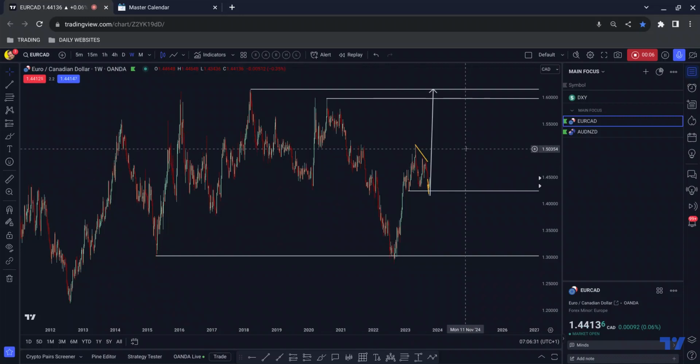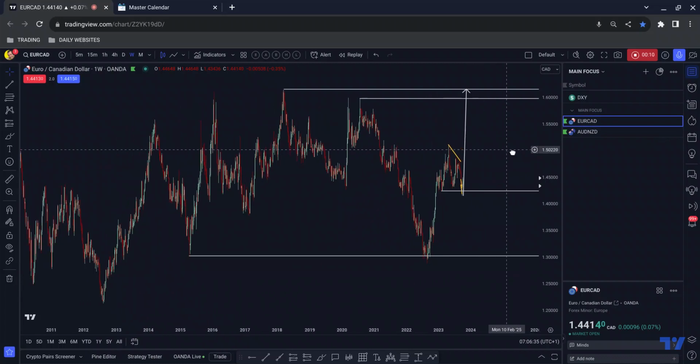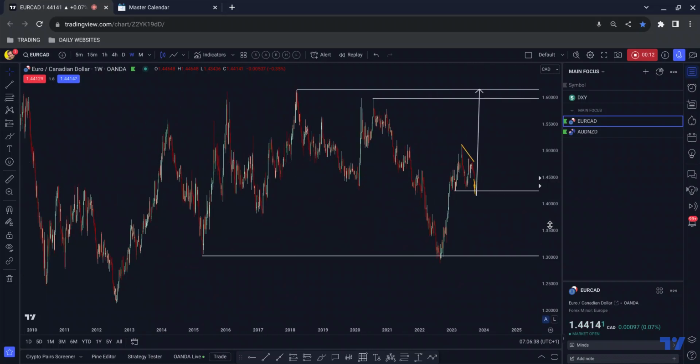So today I have two pairs on watch, and those are Euro CAD and Aussie Kiwi. I'm going to break them down for you now and tell you what I will be looking for today. And without further ado, let's break these down for you.